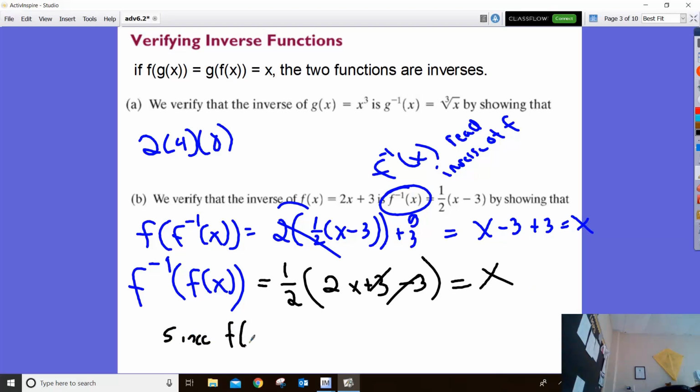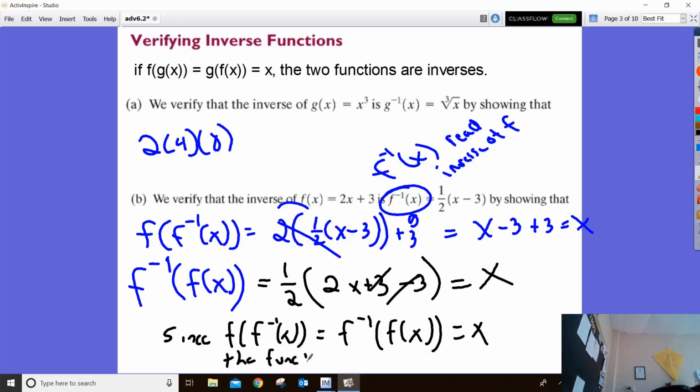Since f composed of its supposed inverse is equal to the inverse composed of f, they both equal x, the functions are inverses.